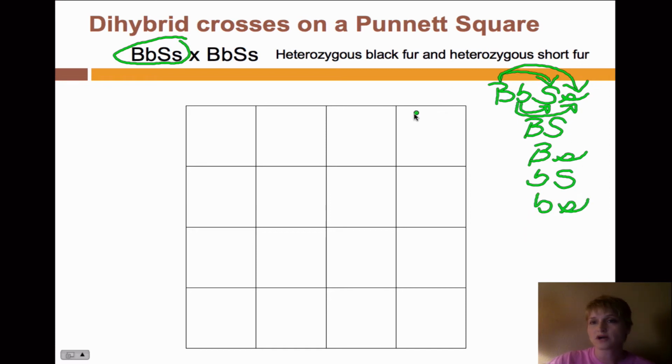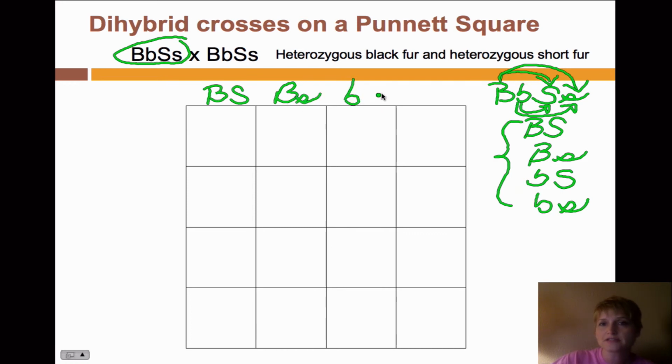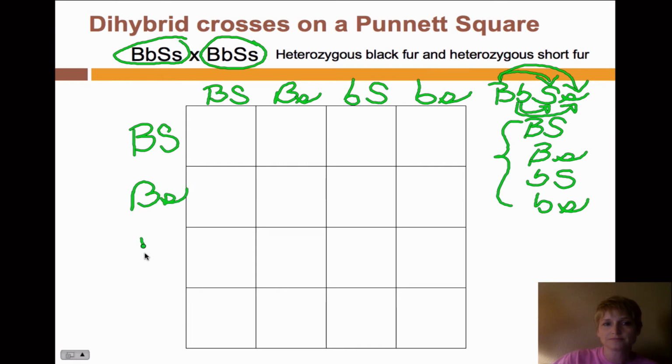And those are our possibilities, and so that's what we're going to put along the top of our chart. So here we have capital B, capital S, capital B, lowercase s, lowercase b, capital S, and lowercase b with a lowercase s. And then we do the same thing for the other parent. Now notice that these are the same letter combinations as we had in the first one, so our possibilities are going to be the same. So we're going to put those same possibilities on the side of the chart here.